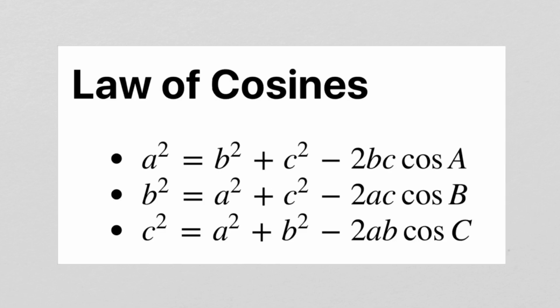Law of cosines. a squared equals b squared plus c squared minus 2bc cosine A. We also have b squared equals a squared plus c squared minus 2ac cosine B. And finally, we have c squared equals a squared plus b squared minus 2ab cosine C.